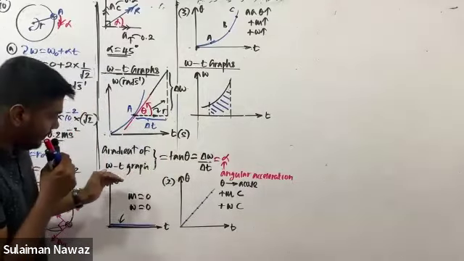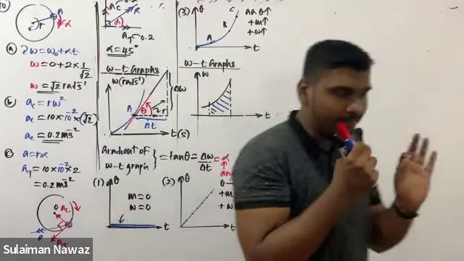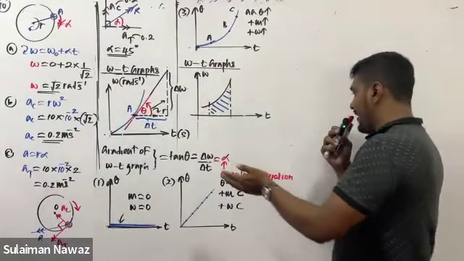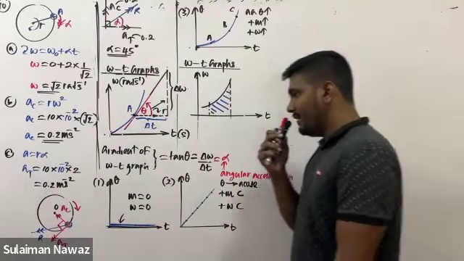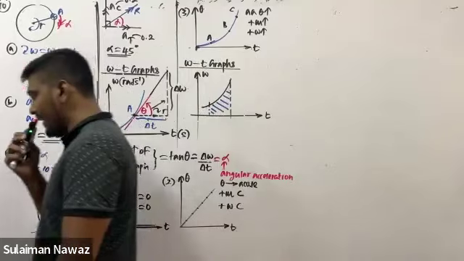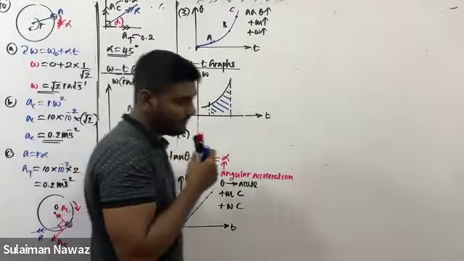Red color pen, write down: the gradient of angular velocity-time graph represents angular acceleration.